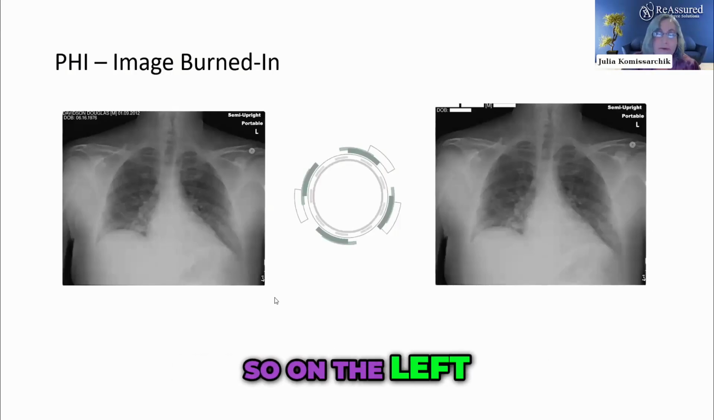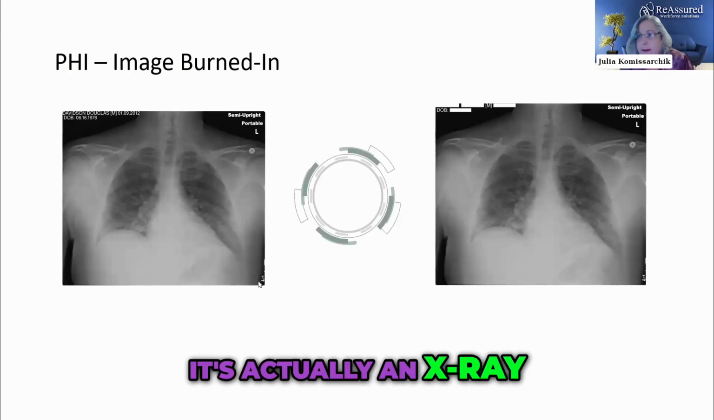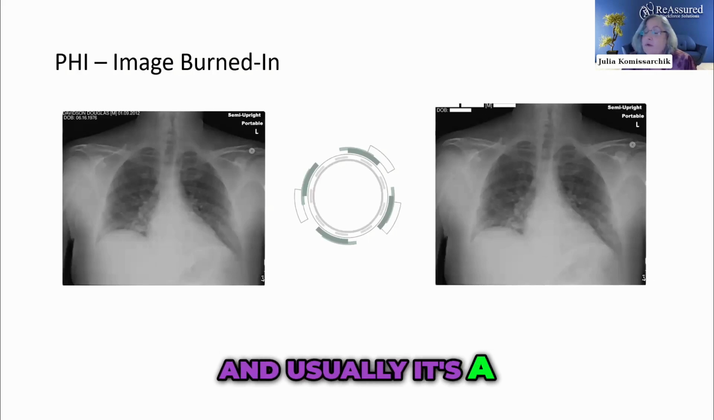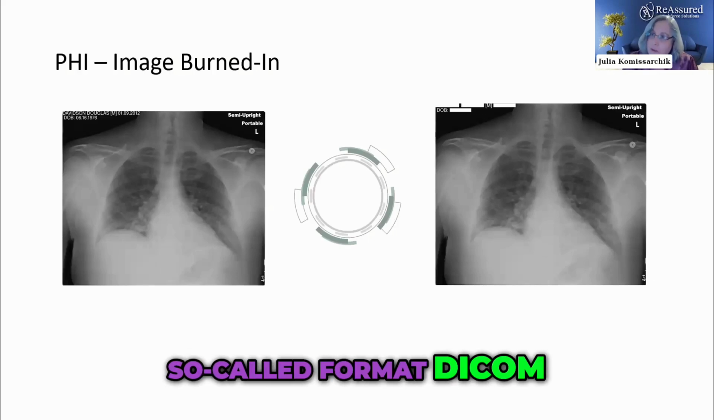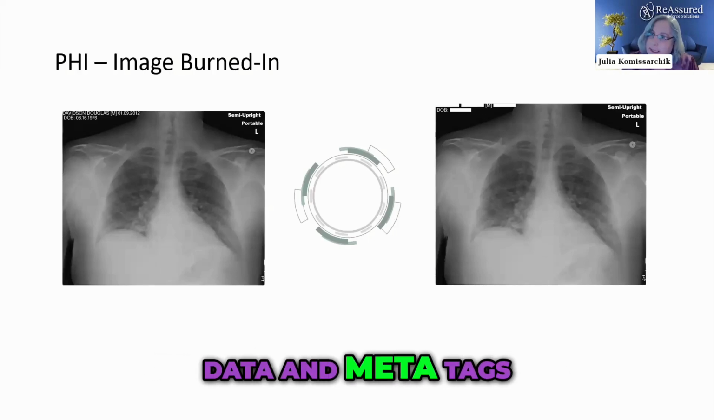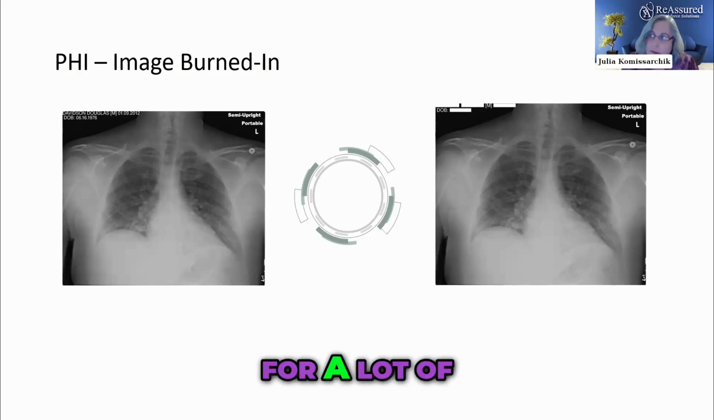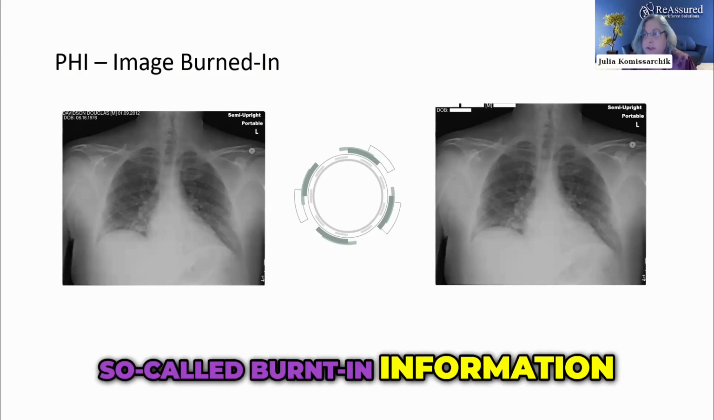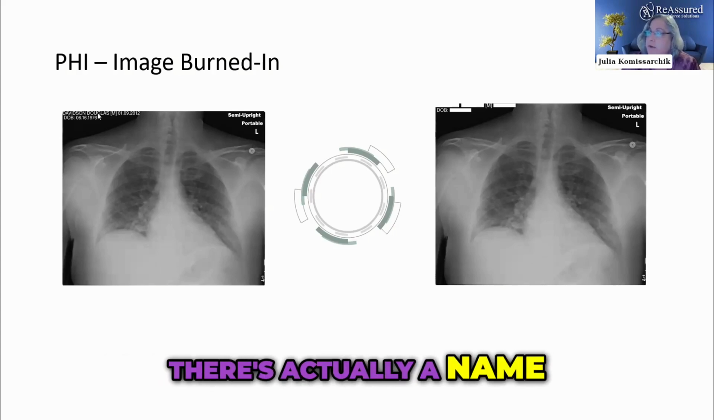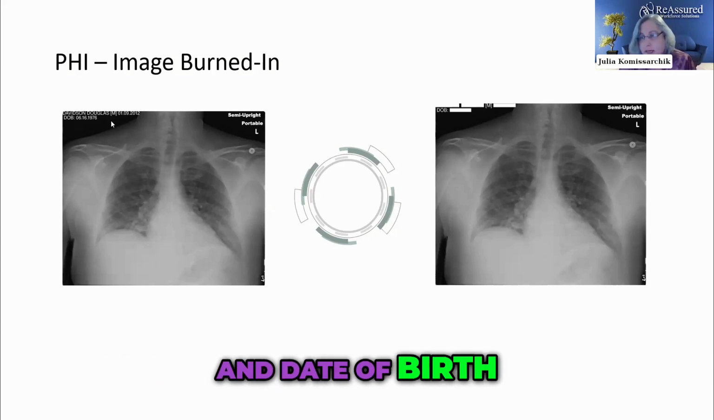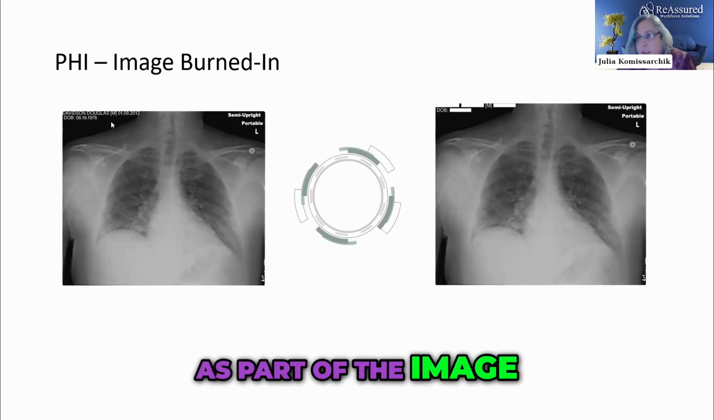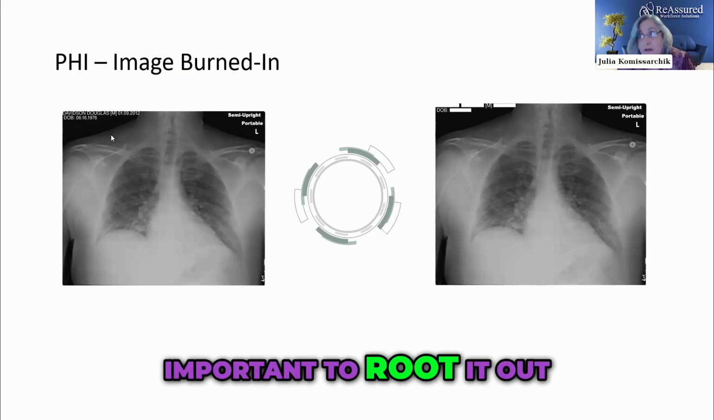So on the left, it's actually an X-ray. And usually it's a so-called DICOM format, which has pixel data and meta tags. But most importantly, for a lot of medical images, what we have is so-called burnt-in information. As you can notice, there's a name of the patient, date of study, and date of birth right as part of the image. So it's very important to root it out.